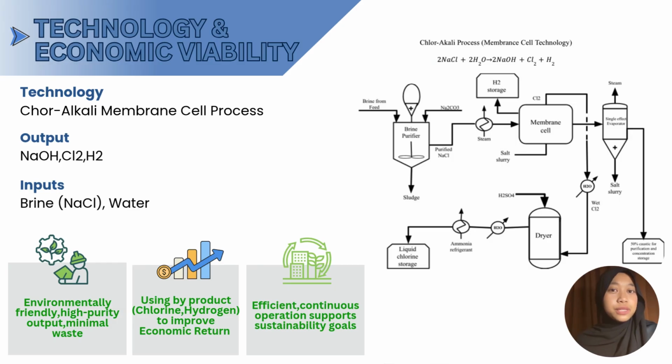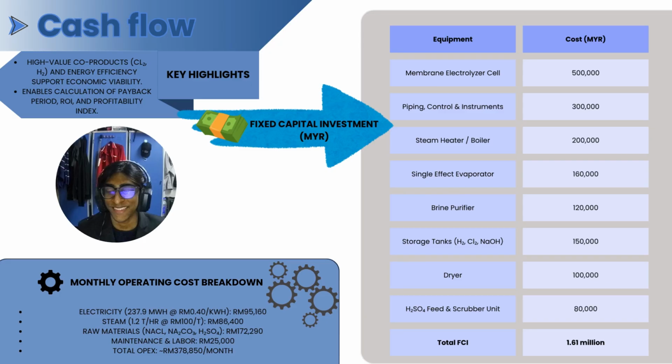This project adopts the membrane cell chlor-alkali process due to its efficiency and environmental benefits. It begins with purifying brine, then electrolyzes the solution to separate chlorine and hydrogen from sodium hydroxide. The resulting sodium hydroxide is of high purity, and the process minimizes waste. Additionally, byproducts like chlorine and hydrogen can be sold, making the project both environmentally and economically sustainable.